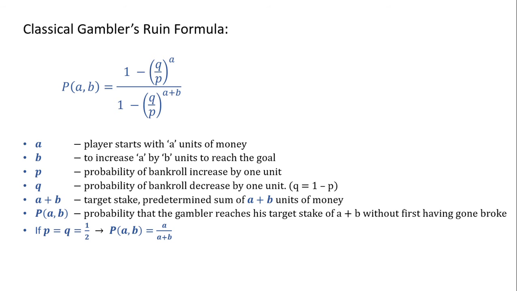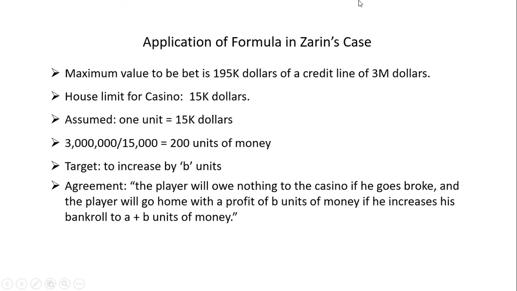it has been calculated that a credit line of $3 million, this value is 195 $100,000 in total. So to achieve max probability of winning the target, the best thing the player can do is to bet outright, or the house limit defined by the casino. Czarine did the same. He bet max value of $15,000 each time.